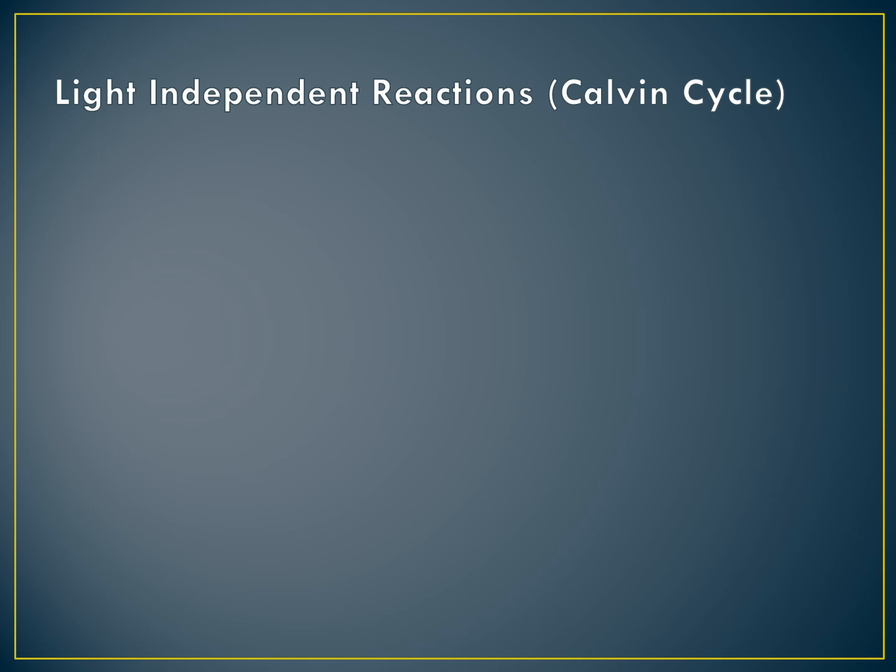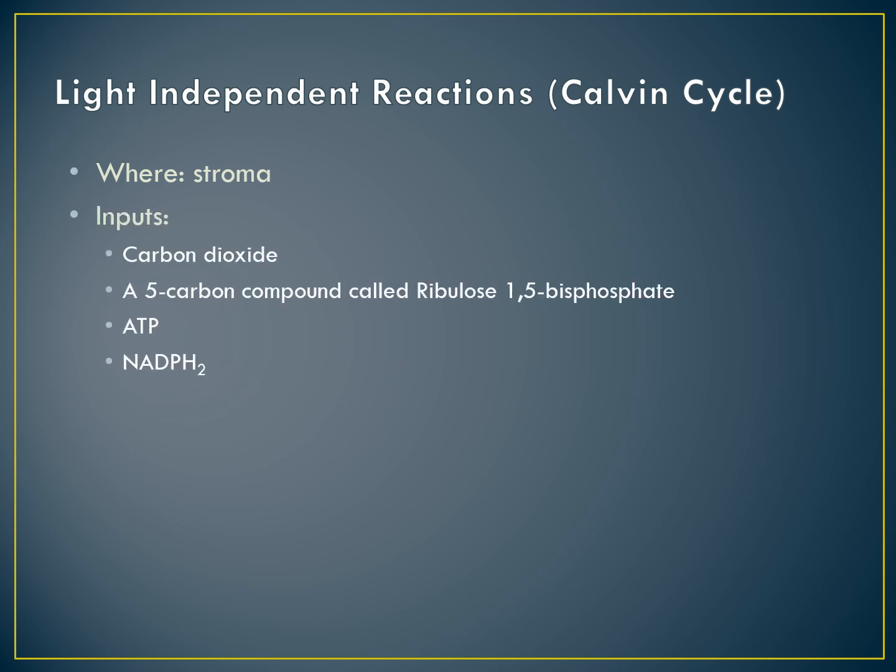Now we're in the Calvin cycle, or the light-independent reactions of photosynthesis. The Calvin cycle is occurring in the stroma of a thylakoid disc. And the inputs into the Calvin cycle include carbon dioxide, which is going to be absorbed through open leaf stomata, a 5-carbon compound called ribulose 1,5-bisphosphate, ATP and NADPH, those come from the light reactions.